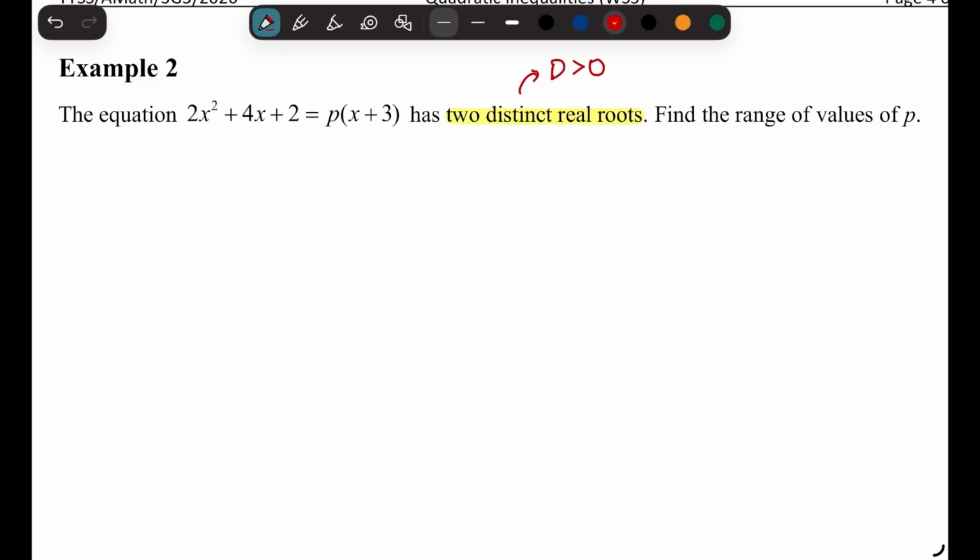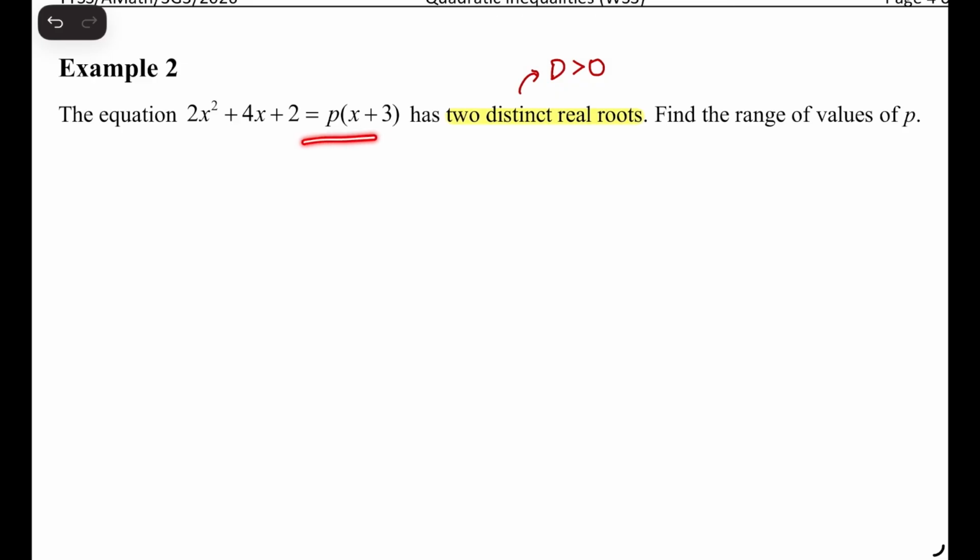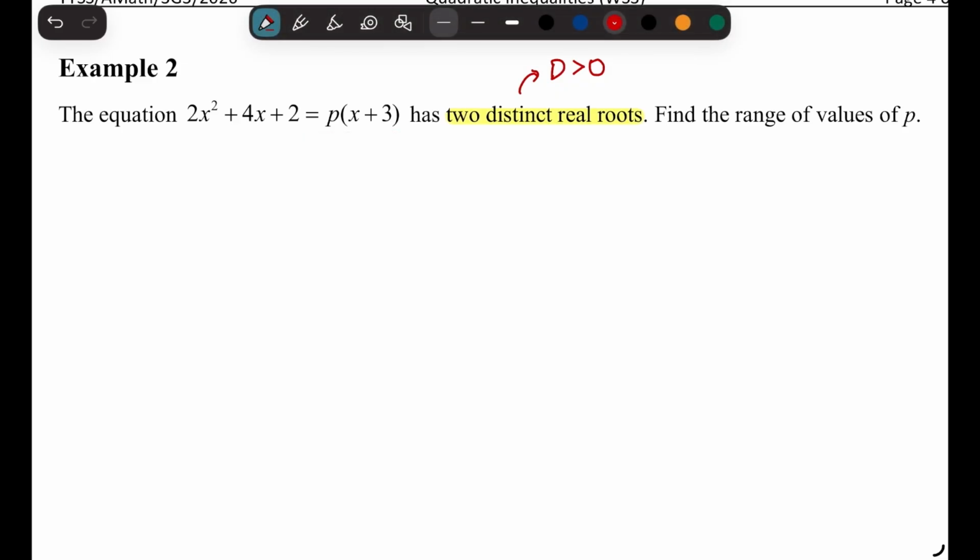So let's start by first making the right hand side of this equation equal to 0. I first expand out my right hand side to make it easier to simplify. 2x squared plus 4x plus 2 is equal to px plus 3p. Then I subtract px plus 3p from both sides of the equation. I'll get 2x squared plus 4x plus 2 minus px minus 3p equals to 0.